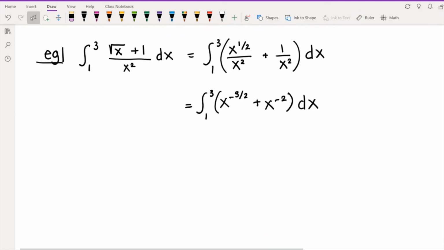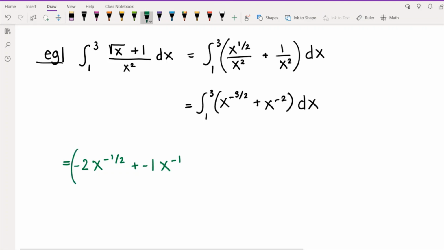Okay, so now we're ready to actually evaluate this. To evaluate this, we want to take the antiderivative. How do we take the antiderivative of x to the -3/2? We start by adding 1 to the exponent. -3/2 plus 1 gives us -1/2. Then we take the reciprocal of our new exponent, and the reciprocal of -1/2 is -2. Then we have x to the -2, so we add 1 to the exponent and get x to the -1. Then we take the reciprocal of -1, which is just -1.